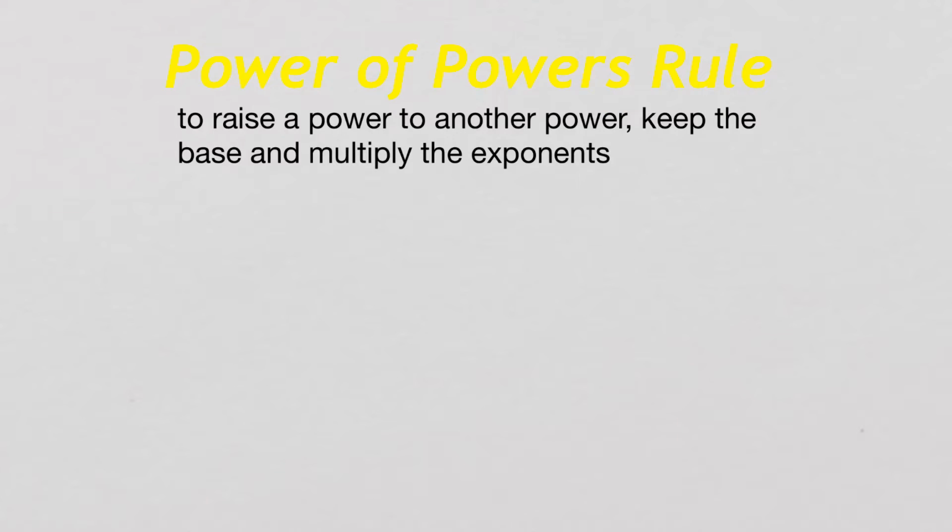We've got the power of powers rule. So that's when we're taking one exponent and raising it to another. If that's the case, we simply keep the base and we multiply the exponent. So that would be something like this. Let's say we have 3 squared, but let's say that's being raised to the 4th power. 2 times 4 is 8, so that's just going to be 3 to the 8th.